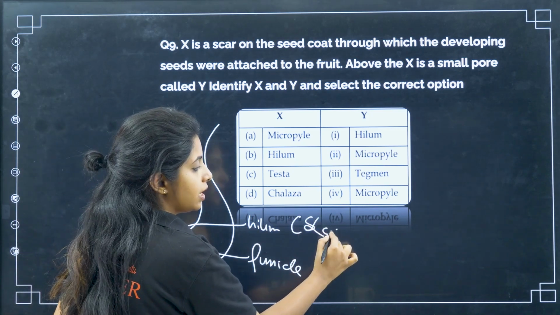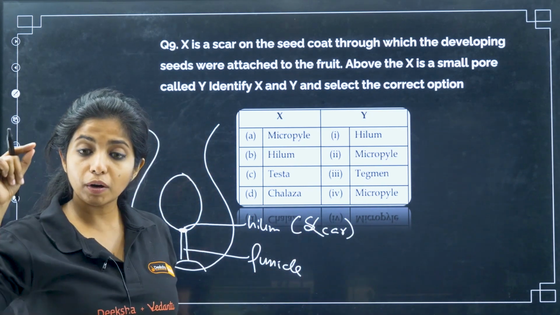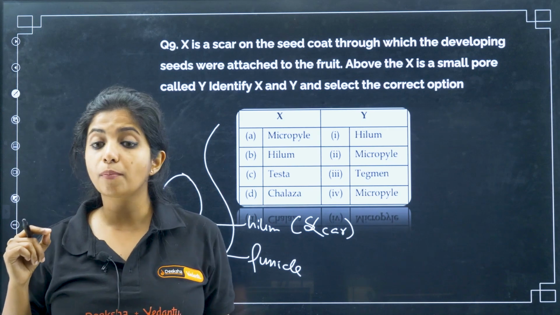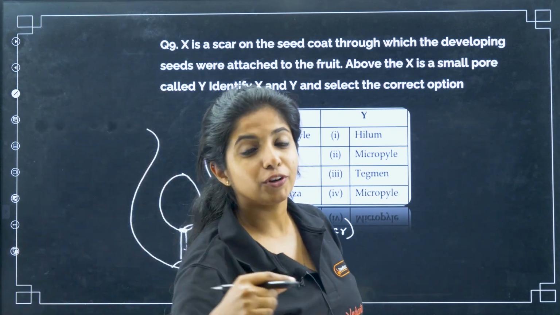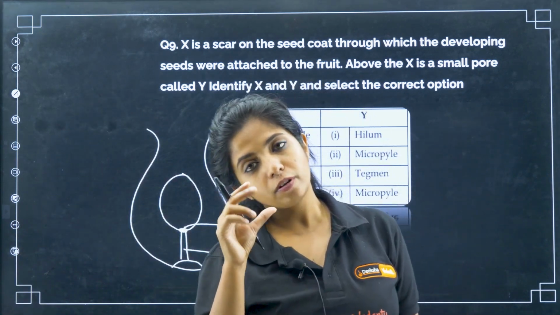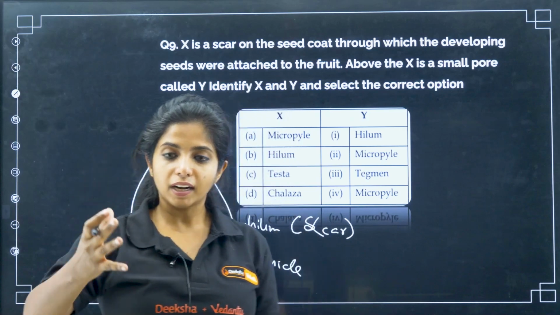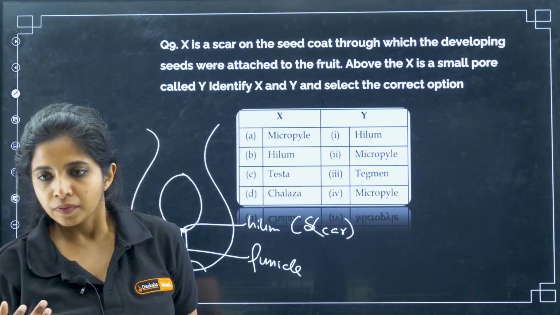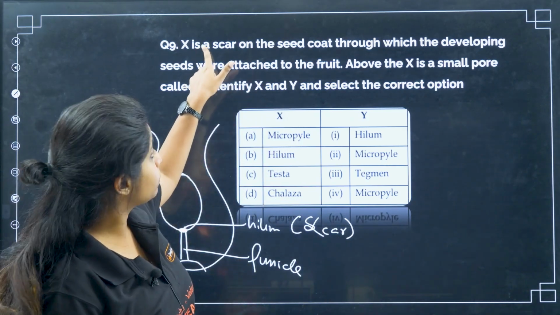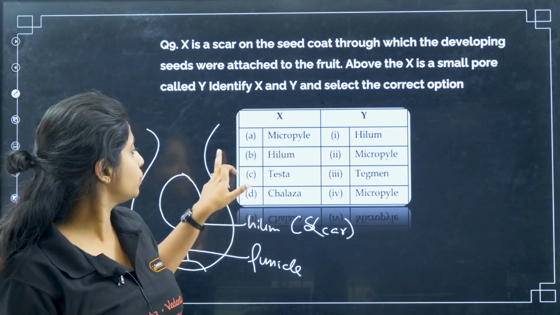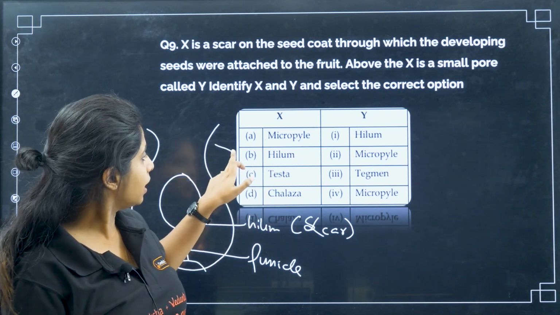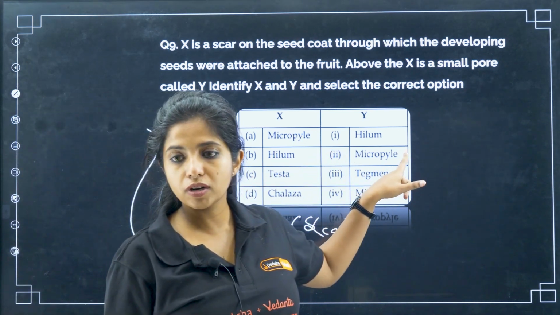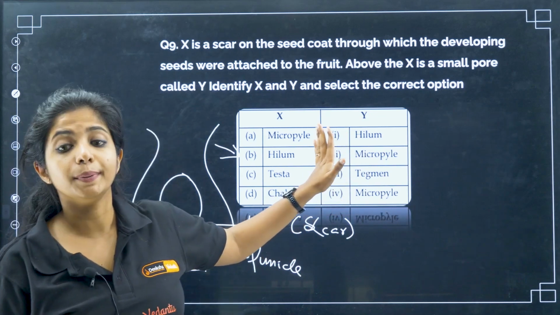So the scar which is there, it is hilum. And now you're talking about a pore. What is this pore? Micropyle region, my dear children, through which the pollen tube is going to enter. So that pore remains like that only, and it is there for moisture and everything to pass through. Okay, so your X, which is a scar, it will be hilum. So it will be B. Only B has that. So it will be B, and my dear children, about Y, it will be micropyle.